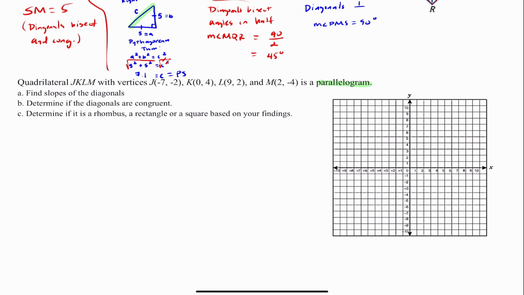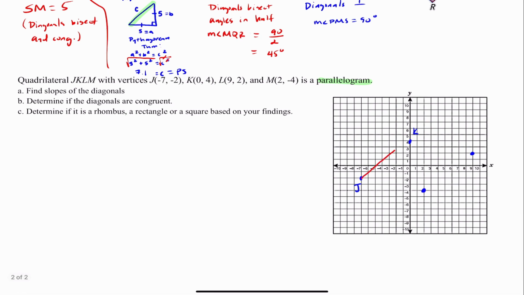Let's plot JKLM. So J is going to be negative 7, 2. Or, sorry, I keep screwing this up. Negative 7, negative 2. That's J. And then K would be 0, 4. That's there. L is 9, 2. And then lastly, M should be 2, negative 4. Okay, so this figure here is a parallelogram.